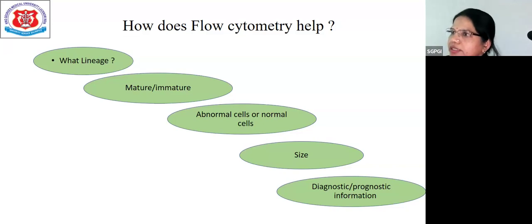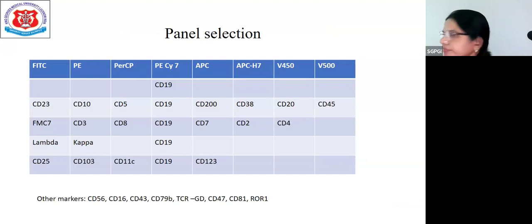I am not going into details of all this because this has been covered by Dr. Khalikur already. So this is the 8-color panel which we are using at our center. It is a very basic panel wherein we are using CD19 as a gating marker for most of the cases, and associated other markers are being used. And of course, you can increase your panel by adding any of these markers and upgrade the panel.